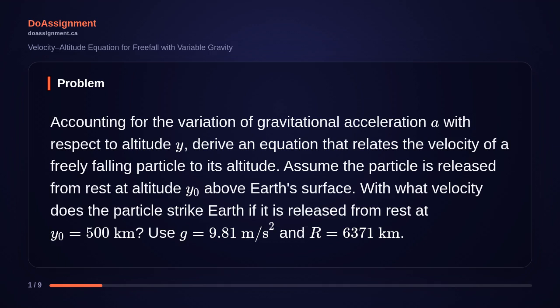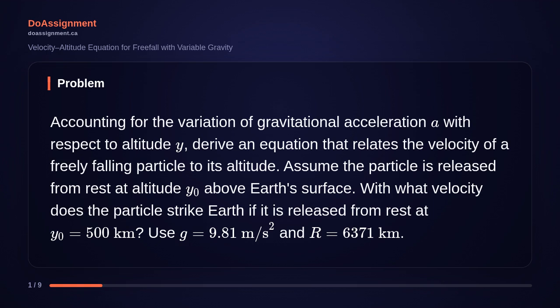Accounting for the variation of gravitational acceleration a with respect to altitude y, derive an equation that relates the velocity of a freely falling particle to its altitude. Assume the particle is released from rest at altitude y-naught above Earth's surface. With what velocity does the particle strike Earth if it is released from rest at y-naught equals 500 kilometers? Use g equals 9.81 meters per second squared and r equals 6,371 kilometers.